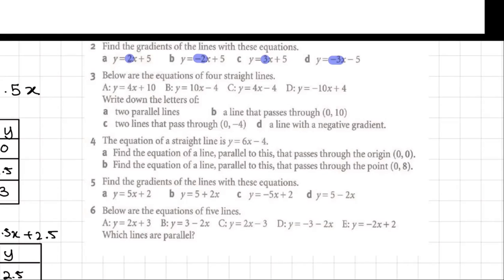Below are the equations of 4 straight lines. Write down the letters of the 2 parallel lines. The 2 parallel lines can be identified as long as they have the same gradient. Like you can see, 4 and 4, same gradient. So I can say that A and C are parallel.